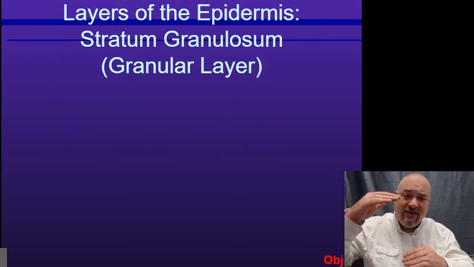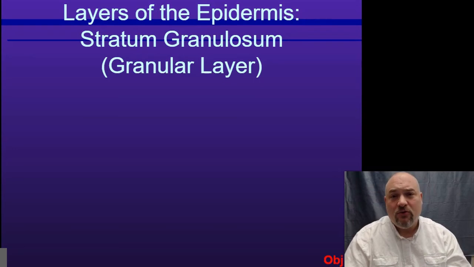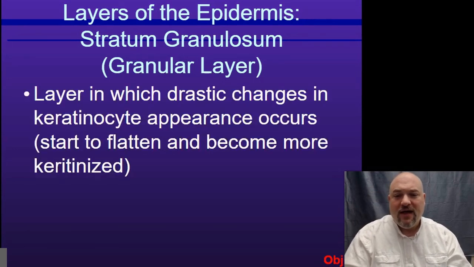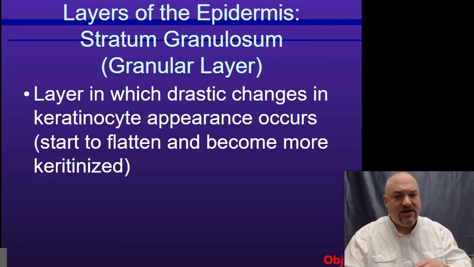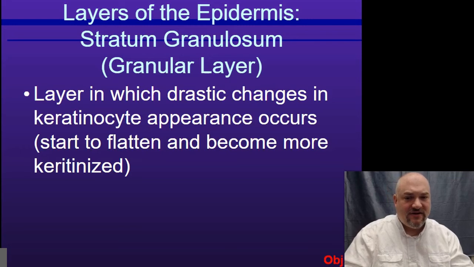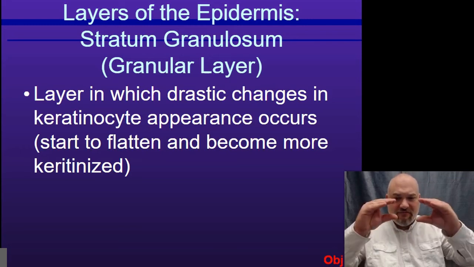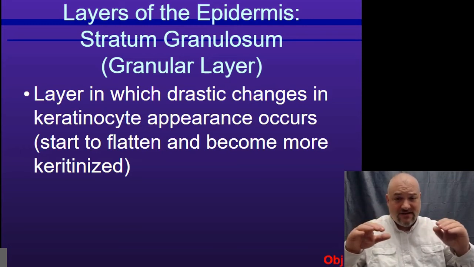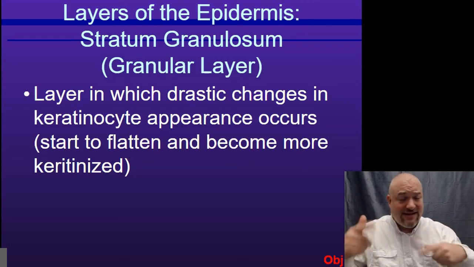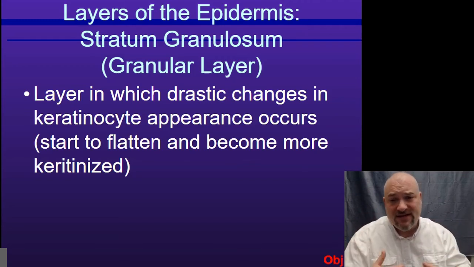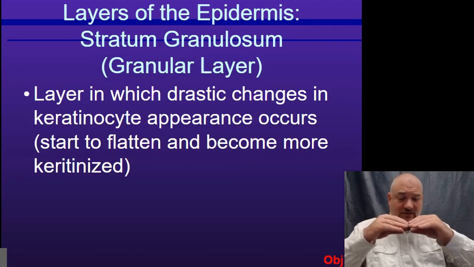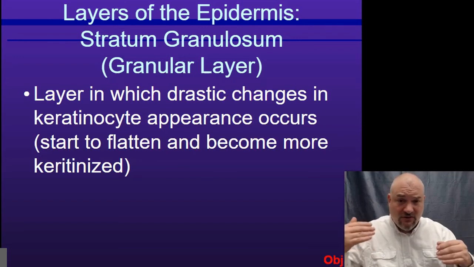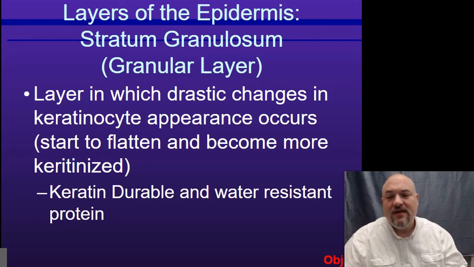Moving up another layer, we get to the stratum granulosum, or the granular layer. And this is where we really start to see more drastic changes in the appearance of these keratinocytes. They start to become flattened and more keratinized. All they're doing now is making keratin, and that's about it, trying to fill that cell up with that protein. So they're getting flat, losing cytoplasm, starting to look a lot more squamous.